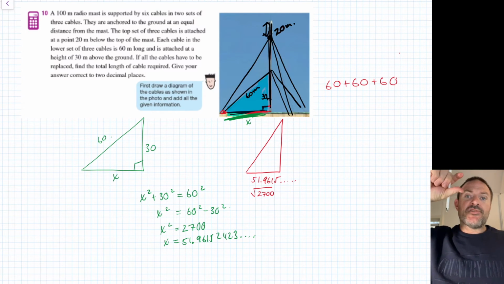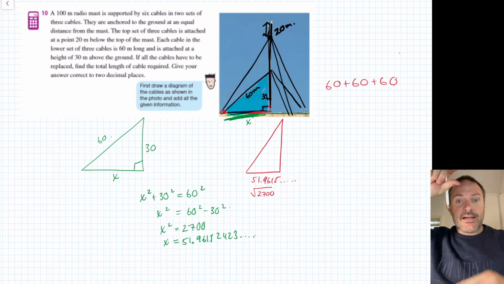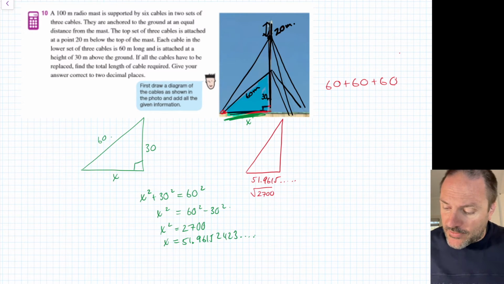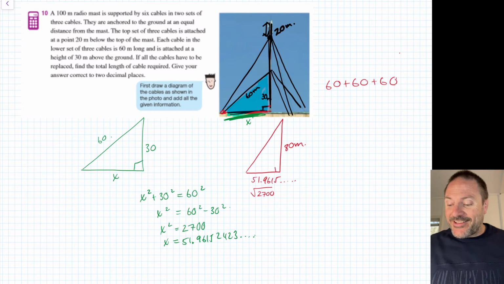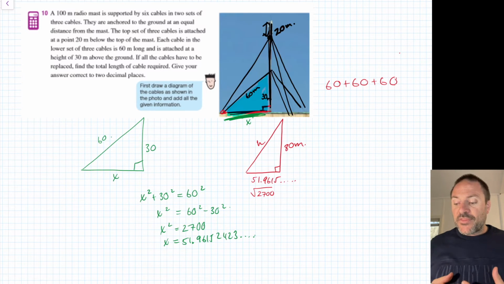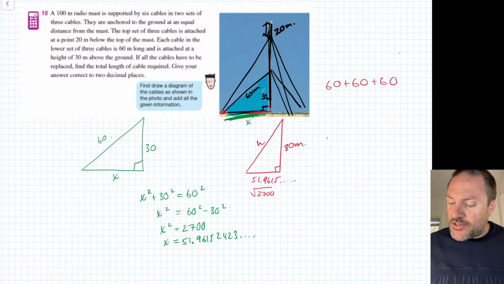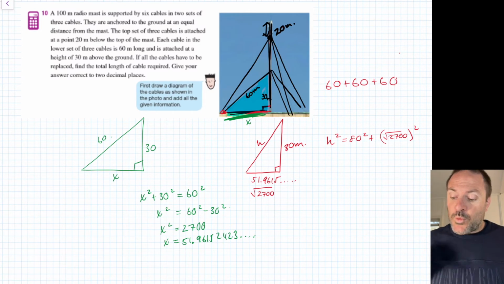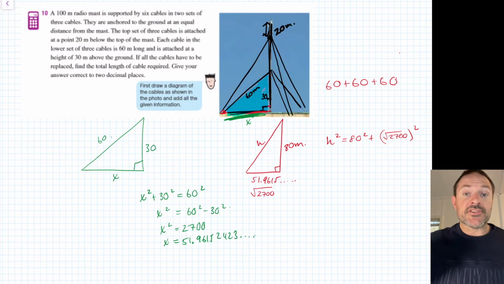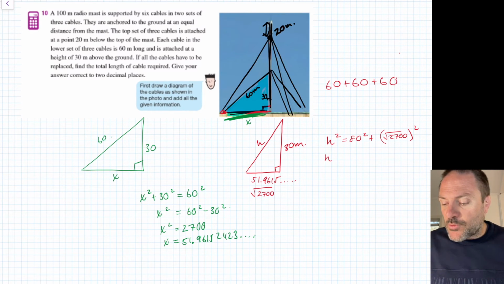Now, obviously, the top part is 20 meters and the whole thing is 100. So the actual length of this is going to be 80 meters. So you can see how we're using Pythagoras' theorem to go and find, let's call it h, that length there of the big wires. So in this case, h squared equals 80 squared plus square root of 2700 squared. Again, you could type in 51.96152423 squared, okay? But ultimately, that's what we're looking at.